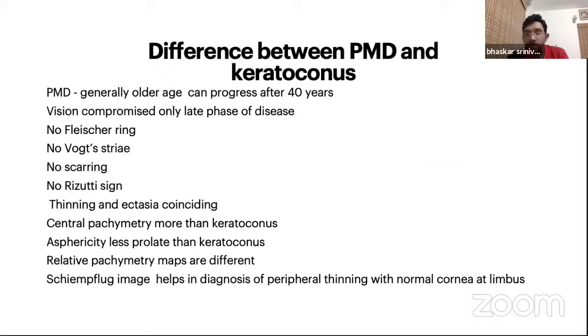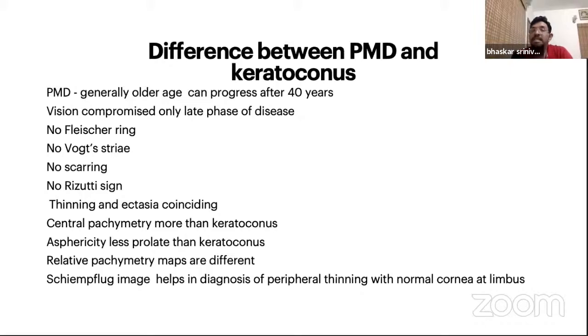So when you're looking at PMD, one of the most common differential diagnoses is how you would differentiate it from keratoconus, because that's commonly seen in clinical practice. Obviously PMD generally occurs at an older age group, and you can actually see it progressing. In keratoconus, we normally say after 35 to 40 years of age most patients do not progress, even though you can have occasional cases where there is progression. The vision compromise in PMD is a little later as compared to keratoconus, where it happens earlier.